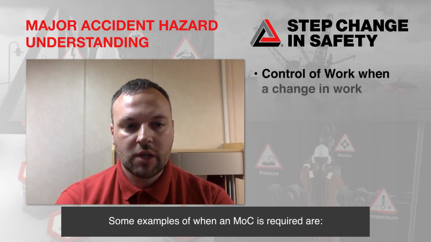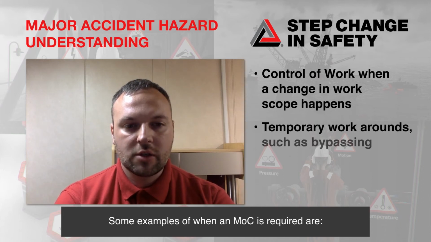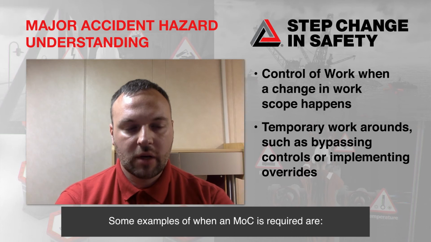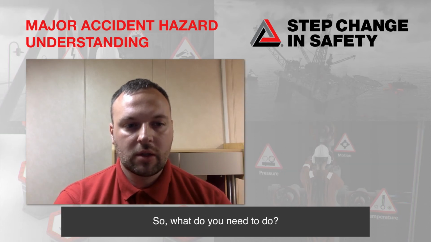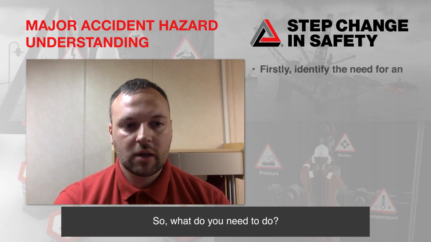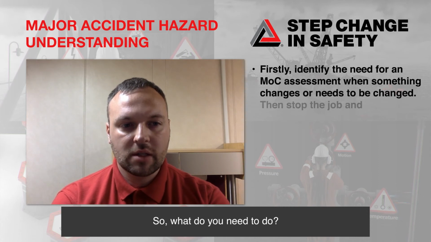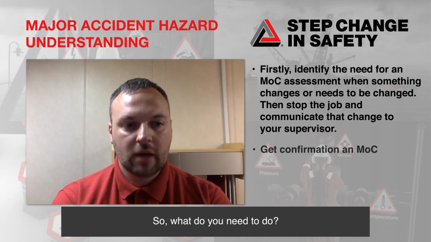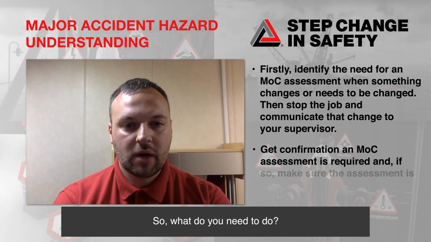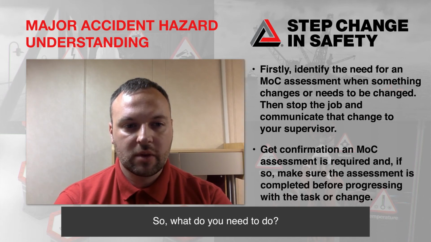Control of work when a change in work scope happens. Temporary workarounds such as bypassing controls or implementing overrides. There's also many more. So what do you need to do? Firstly, identify the need for an MOC assessment when something changes or needs to be changed. Then stop the job and communicate that change to your supervisor. Get confirmation an MOC assessment is required, and if so, make sure the assessment is completed before progressing with the task or change.